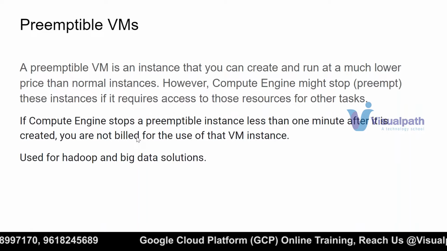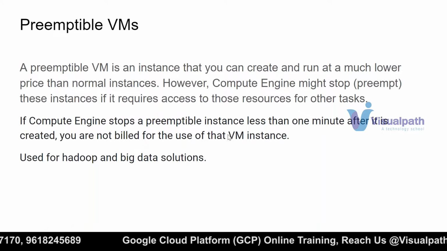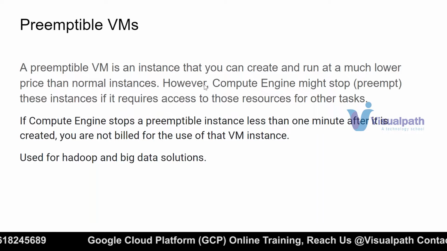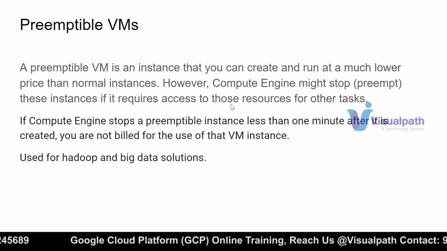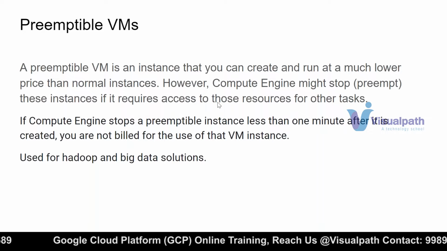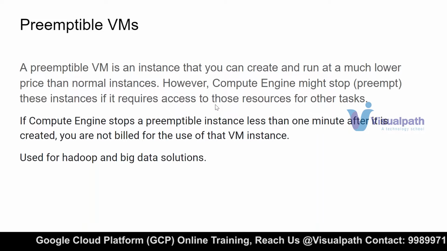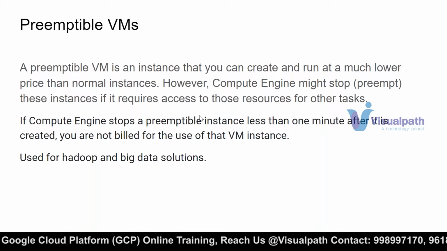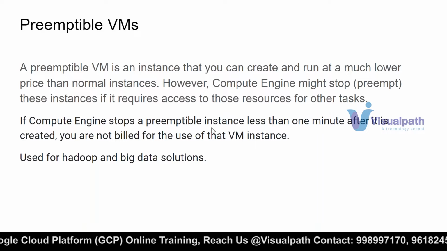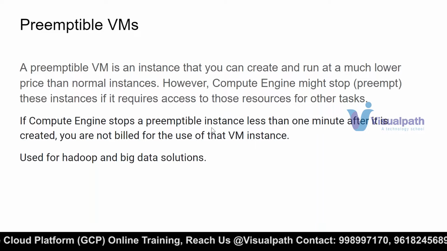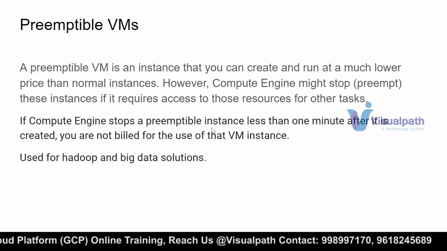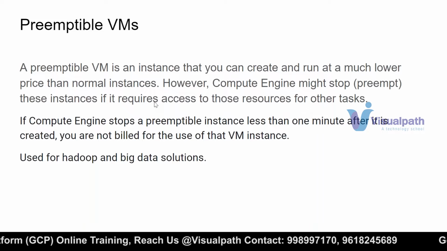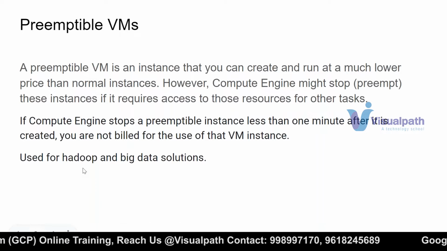And a preemptible instance is one you can create and run at lower prices than a normal instance, but the only thing is it might stop if Google requires access to those resources. For example, you provision a VM with the preemptible option, and it can get terminated at any point of time. In what scenario will we use it? Mainly for big data and Hadoop solutions.